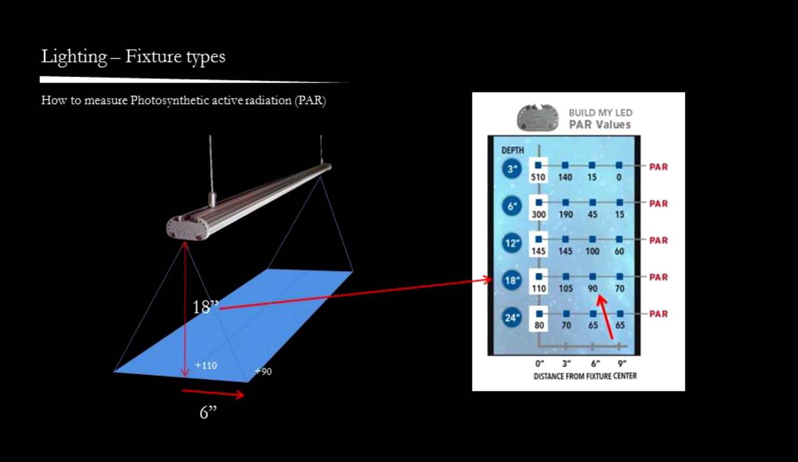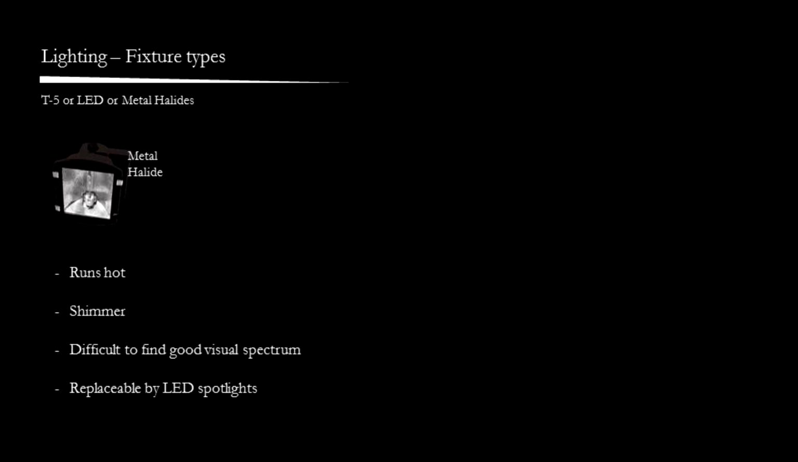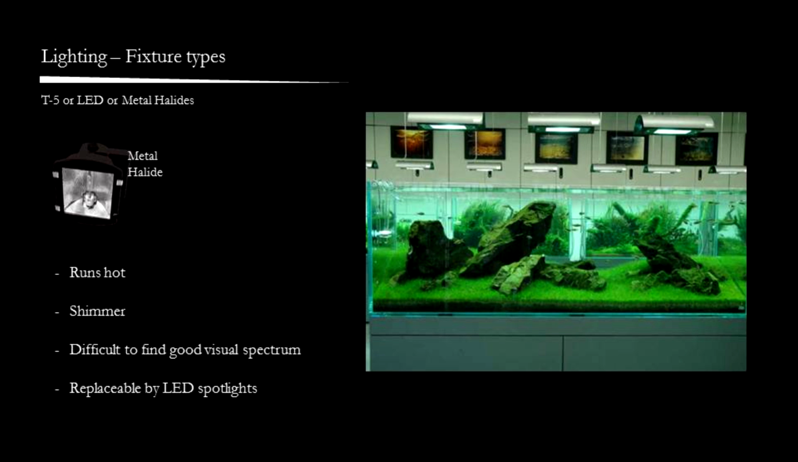After deciding on the spread and the PAR levels that you require, the final step is choosing a fixture type. I would say that there are three broad categories: fluorescent lighting, LEDs, or the old school metal halide lamps. Metal halide lamps are point sources. You will see many of these run on the ADA systems. The whole gallery in Niigata, most of the big tanks run on their metal halide systems.